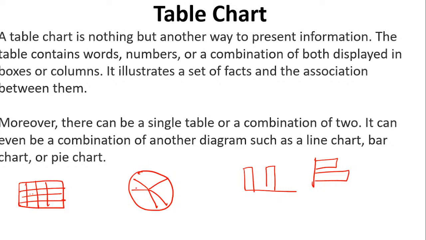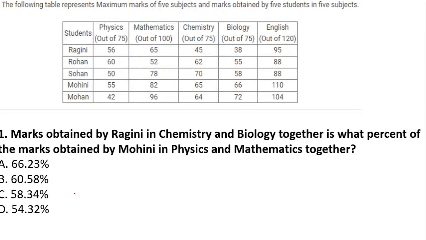If a table chart comes, a single table will be there and you will have to solve the question. In one of the examinations I saw two pie charts were given to you. So sometimes two pie charts are given, but mostly if a table chart comes, a single table chart will be given to you. Okay, so let's start with our question.